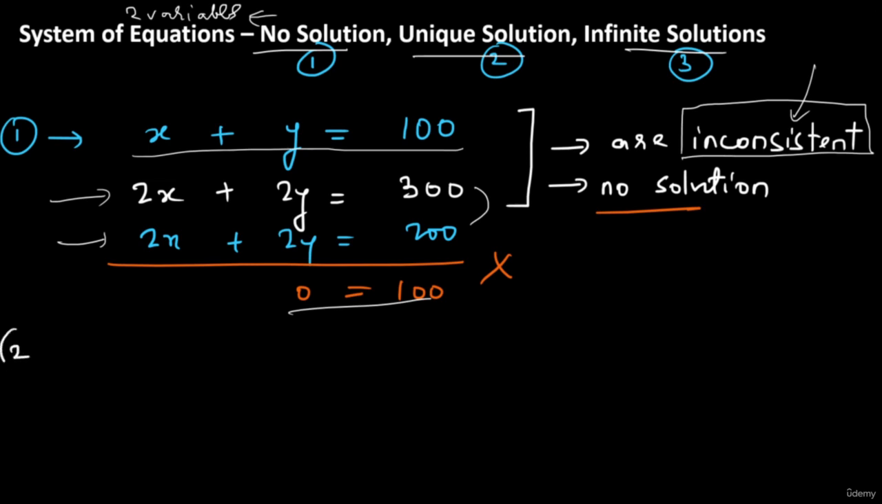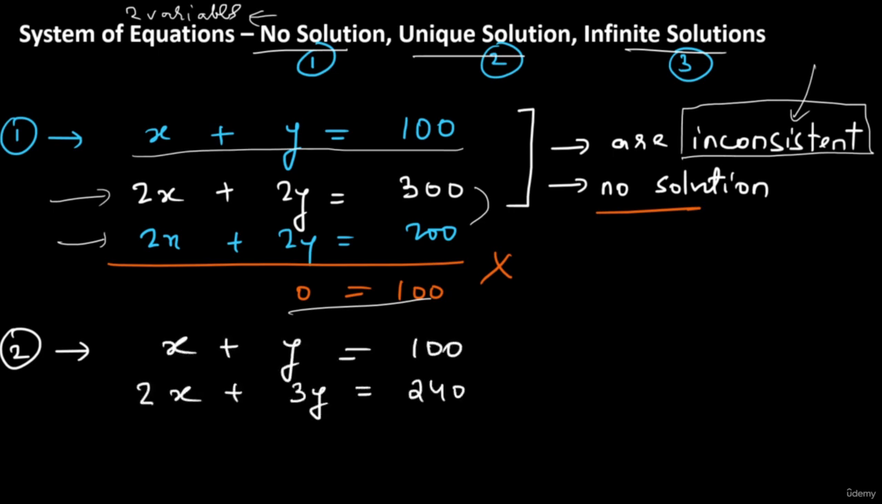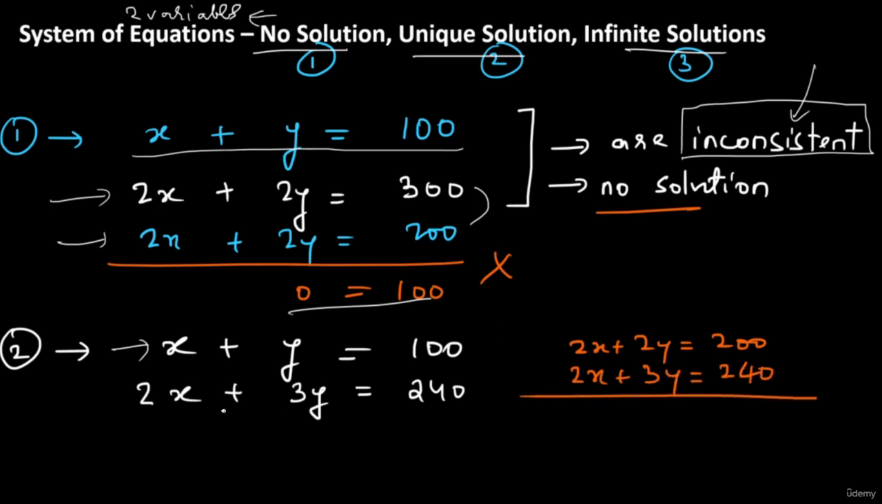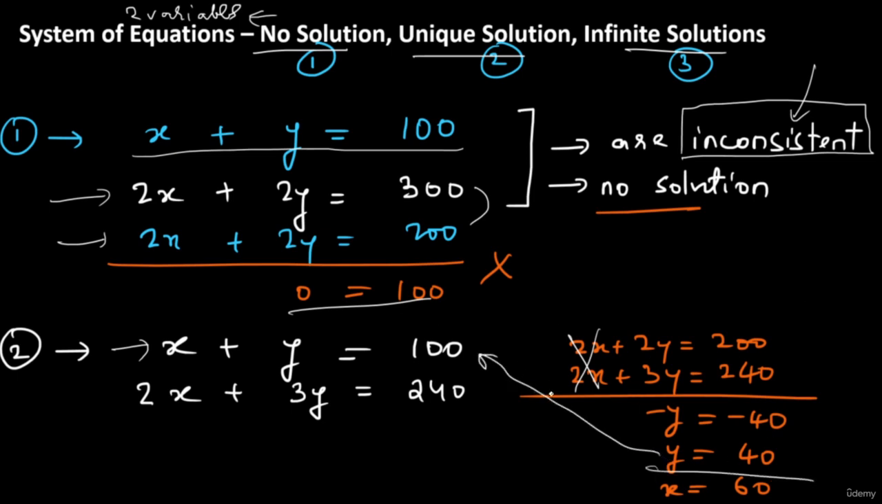Alright. Now, let's proceed to the second case, that is where you have a unique solution. We have two equations, x plus y is equal to 100 and 2x plus 3y is equal to 240. Now, let me multiply the first throughout with 2. So, I get 2x plus 2y is equal to 200 and 2x plus 3y is equal to 240. Now, on subtracting, the 2x terms cancel out and I have minus y is equal to minus 40, or y is equal to 40. Now, I can substitute that and I will get x is equal to 100 minus 40, which is 60. So, you can see that there is a unique solution for this set of equations.